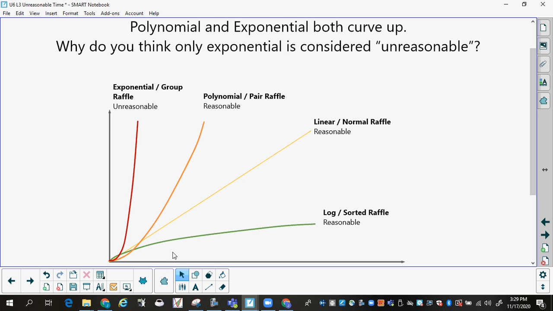And here's some different efficiencies. This little green line, that's log. It's a sorted raffle. It's reasonable. Linear is a normal raffle. Again, that's reasonable. You just run through and check every raffle. Polynomial, that's a paired raffle. That's reasonable. You could check it. The group raffle, exponential. It's unreasonable. It goes up so fast.